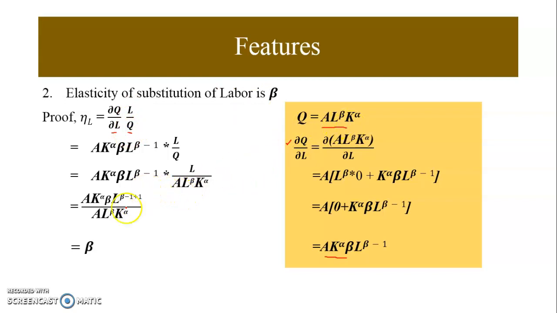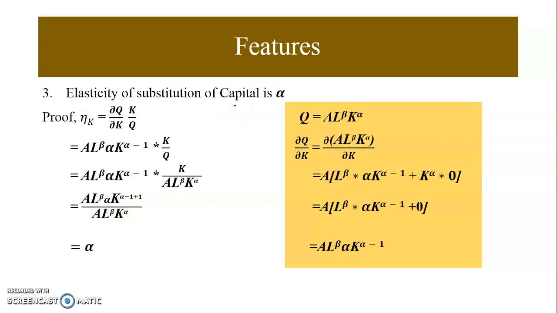So when we substitute this, A and A will get cancelled. Similarly, K raised to the power alpha will get cancelled, and here 1 and 1 will get cancelled. So L raised to the power beta will also get cancelled. So this is just beta. So in the case of the Cobb-Douglas production function, the elasticity of substitution of labor is beta. Similarly, the elasticity of substitution of capital is alpha.